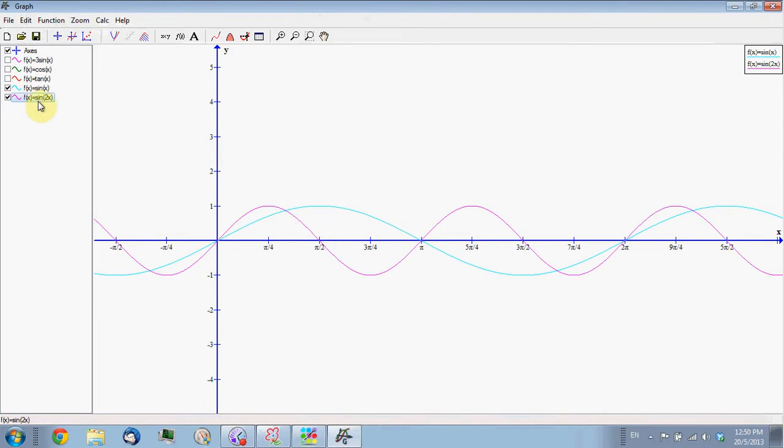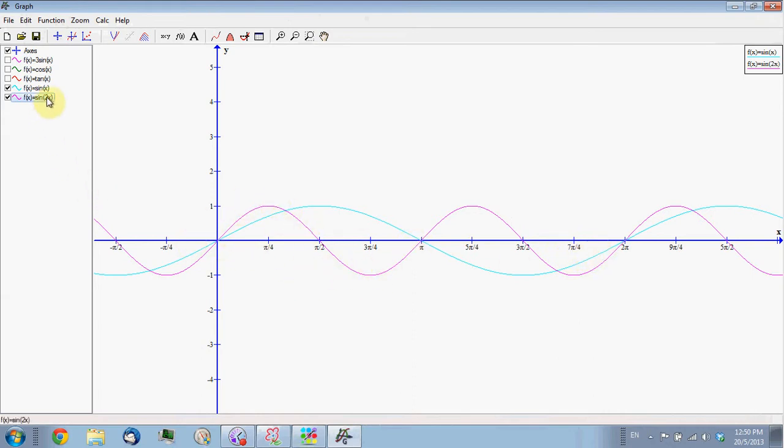One good way to remember is whatever this b is, let's say it's 2, it means there are 2 cycles from 0 to 2 pi. Initially sine x has 1 cycle, up, down. But when you change to y equals sine 2x, there are going to be 2 cycles from 0 to 2 pi, which also means that each cycle is half. Initially it was 2 pi, now each cycle is only pi.